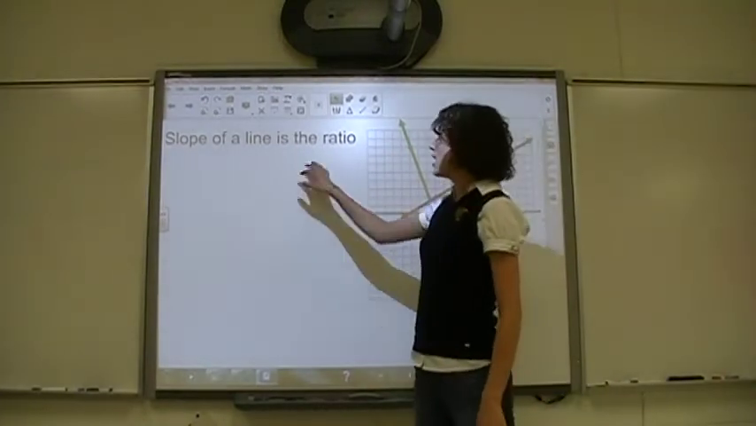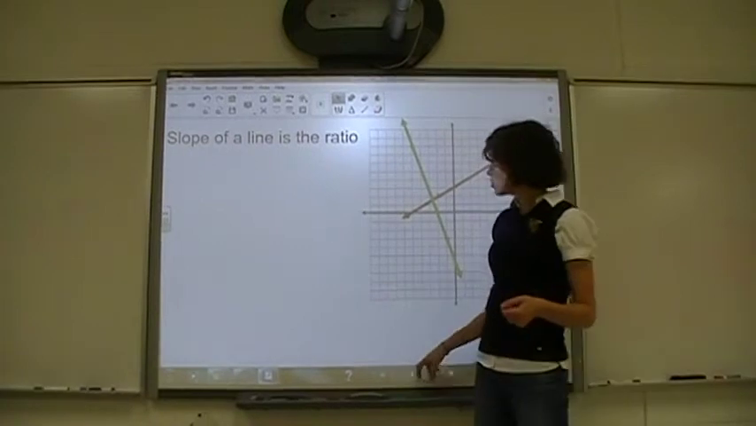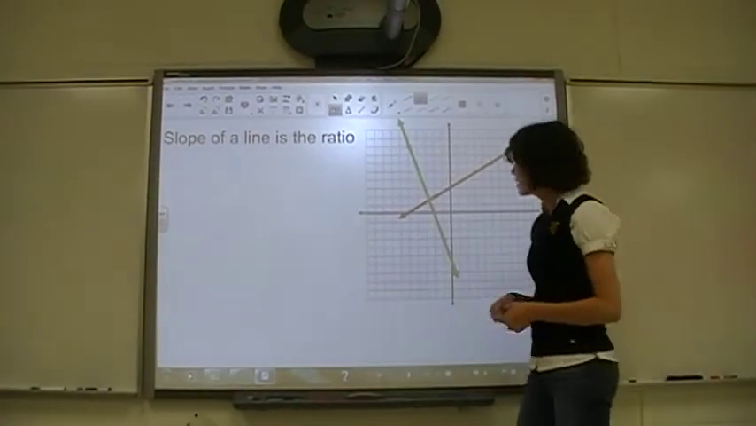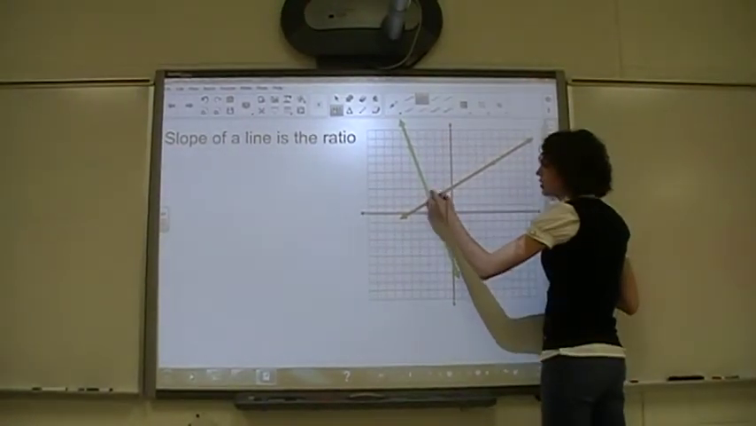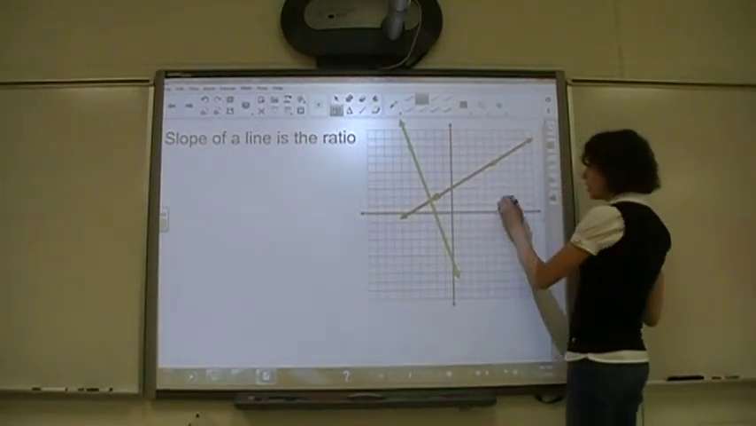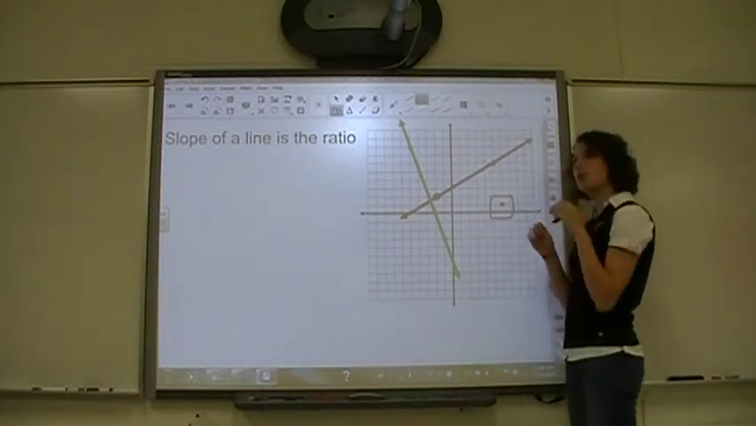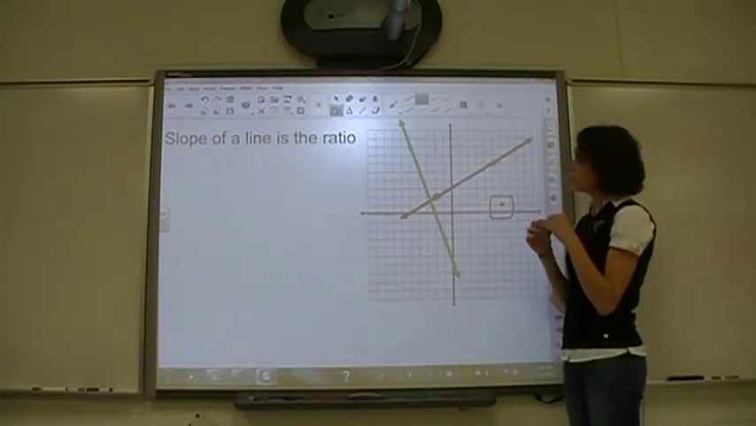So the slope of the line is always a ratio, which means that it's going to be a fraction. Let's go ahead and look at this red line right here. You want to find these points. There's one right here, and there's also one right here. When you find those points, you want to think about this box made with the graph lines, and it wants to hit right in the middle where all 4 corners hit. So those are going to be our points.